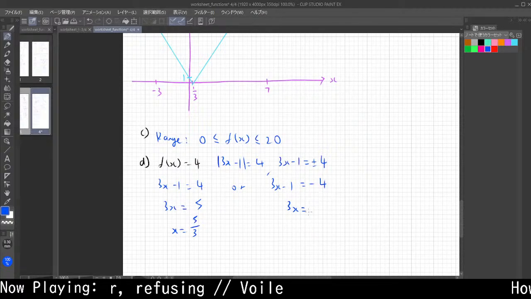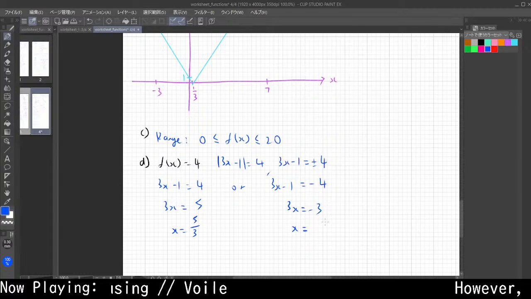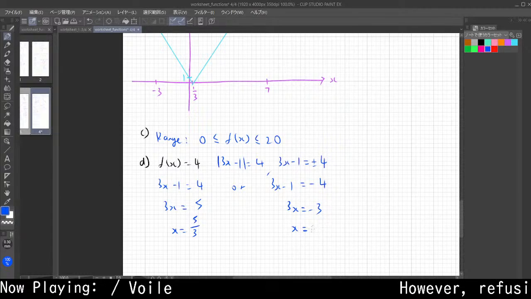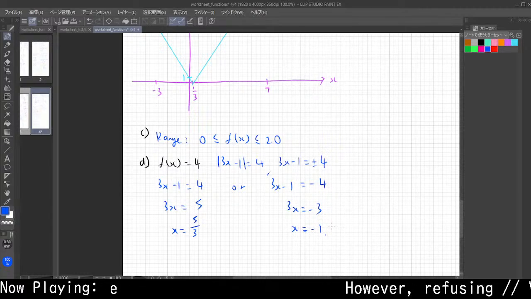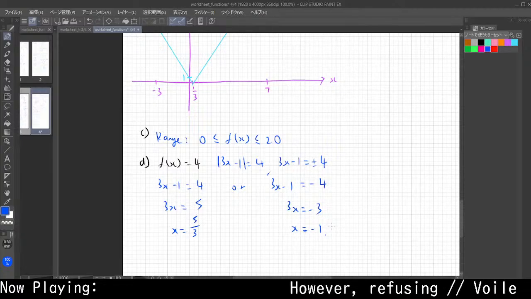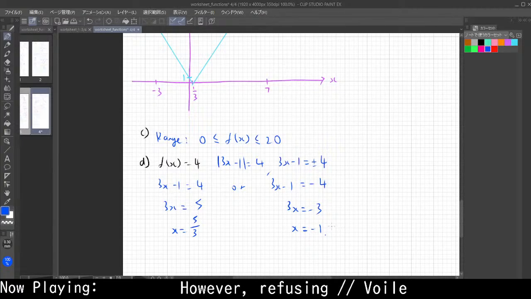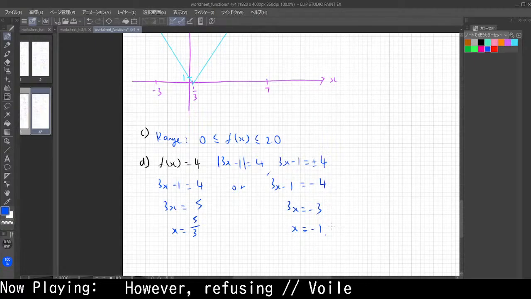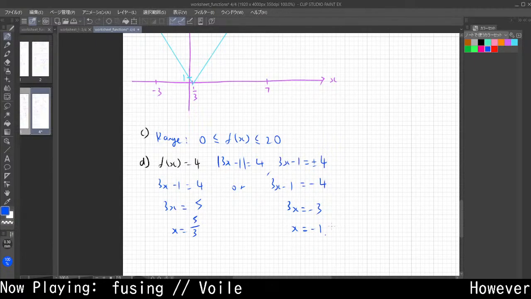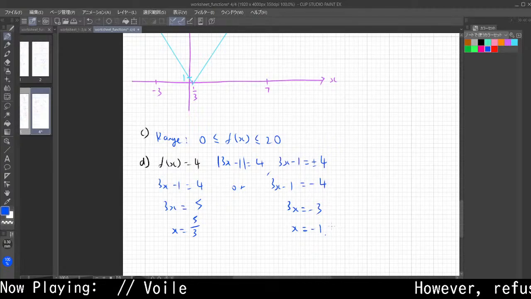Negative 4 plus 1 is negative 3, negative 3 divided by 3 is negative 1. That's all. Both of these do fall within the domain stated anyway, so it wouldn't affect anything.